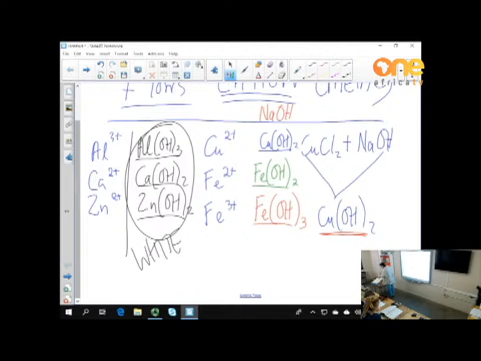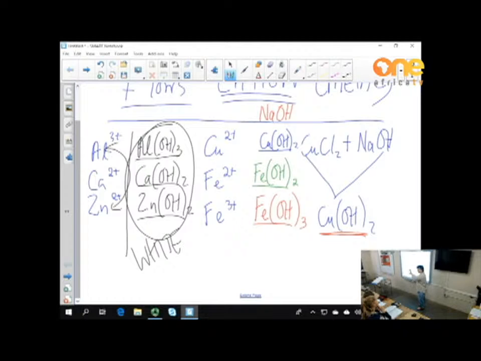For aluminium, add 2 drops of sodium hydroxide, a white precipitate will form. For zinc, add 2 drops of sodium hydroxide, a white precipitate will form. For calcium, 2 drops of sodium hydroxide, a white precipitate will form. Are you with me? Now, the second step, we now go and add excess sodium hydroxide. We find that aluminium and zinc will disappear in excess. Calcium will remain.